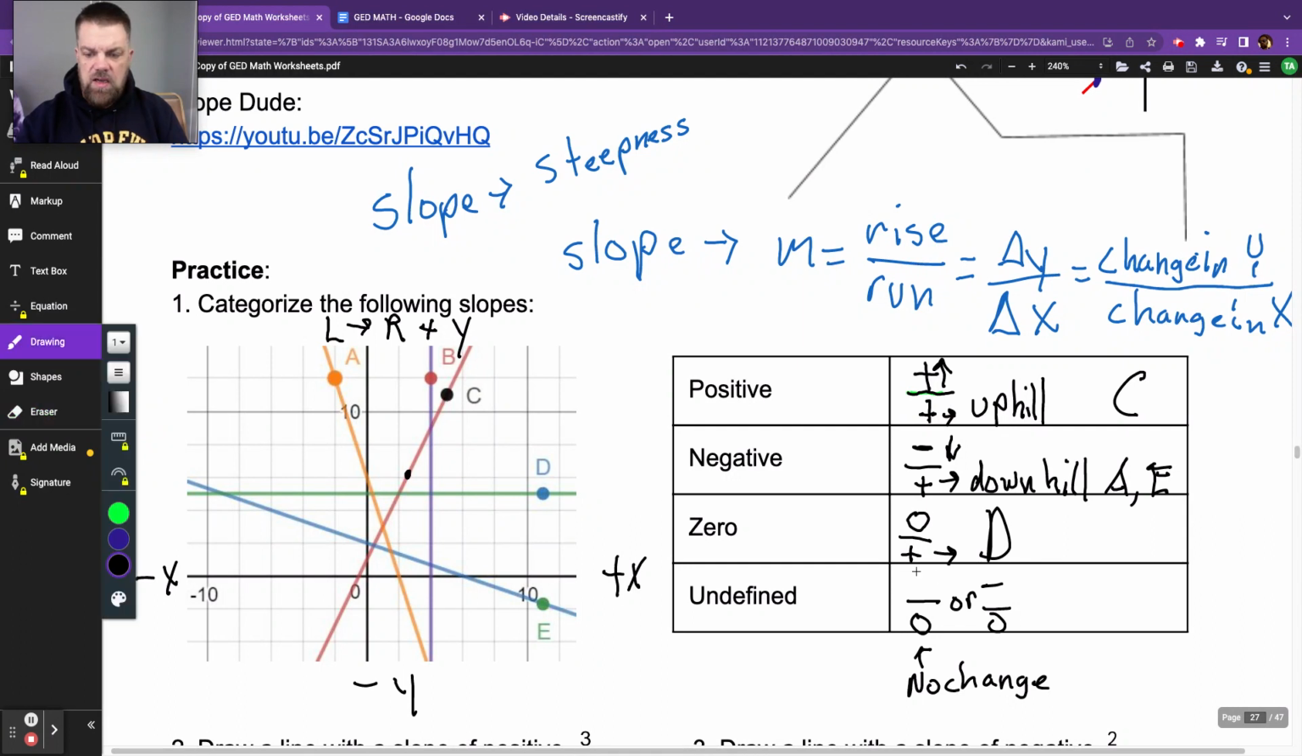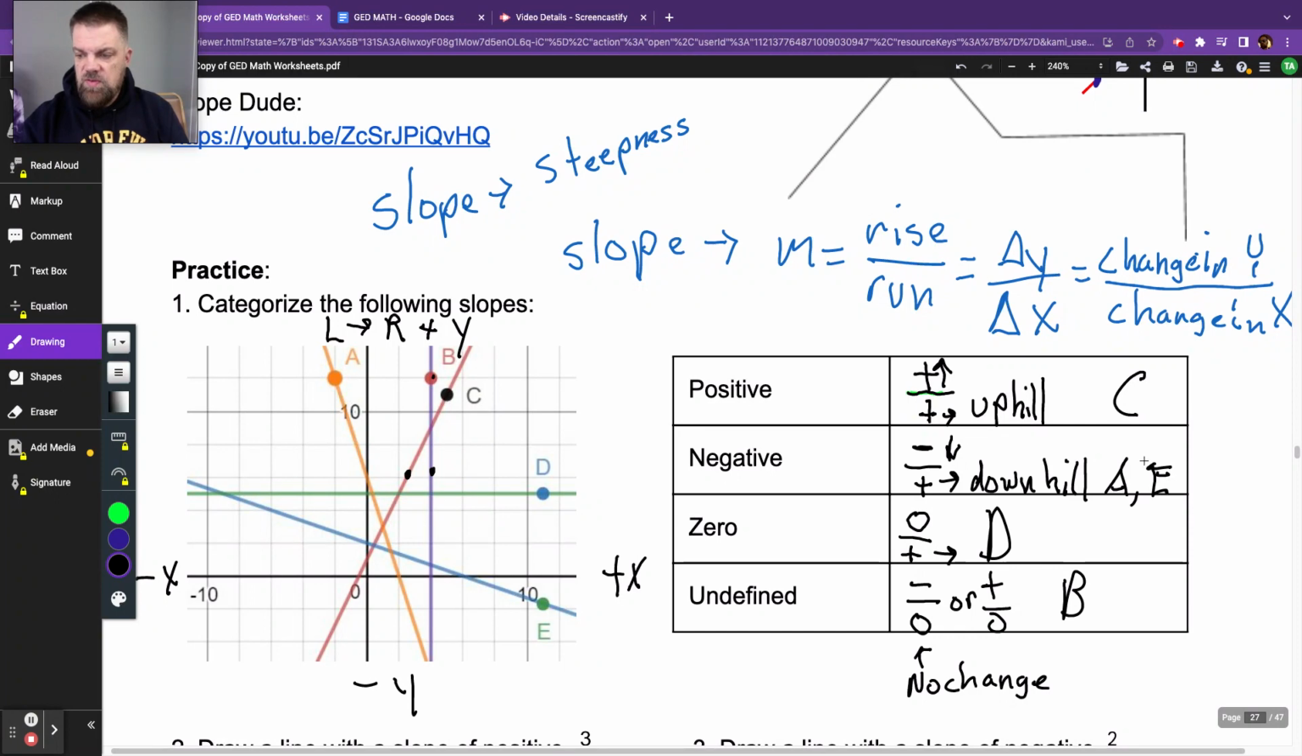And we'll unpack that. So B, if I go from this point to get to another point, I can only go up or down. I don't go left to right. So my run doesn't change at all. My change in x, there isn't one. So that would be B.